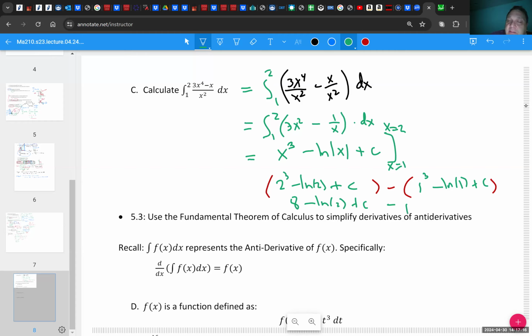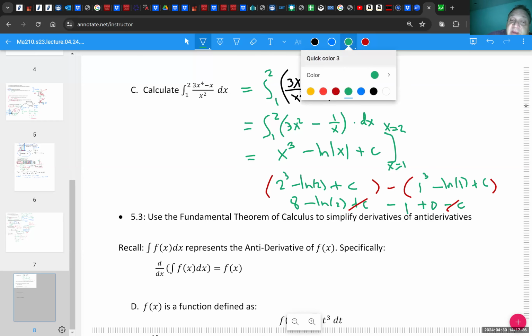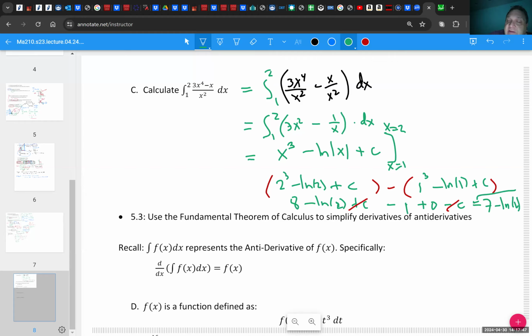1^3 is 1, minus a minus ln of 1 is plus ln 1, but ln of 1 is 0, so it's just plus 0, and we get a minus c, which of course classically we get our plus c and our minus c, and so we get 8 minus ln of 2 minus 1. I can combine the numbers together, 8 and 1, so my grand total is 7 minus ln of 2. And that is the area between this crazy function and the x-axis from x equals 1 to x equals 2.